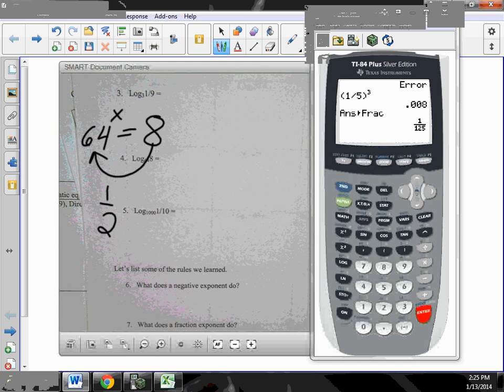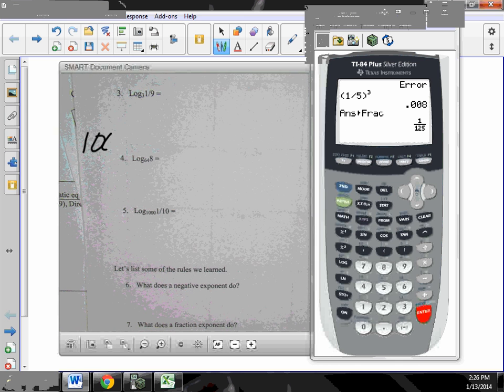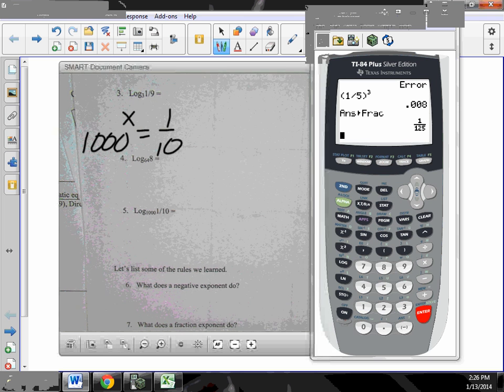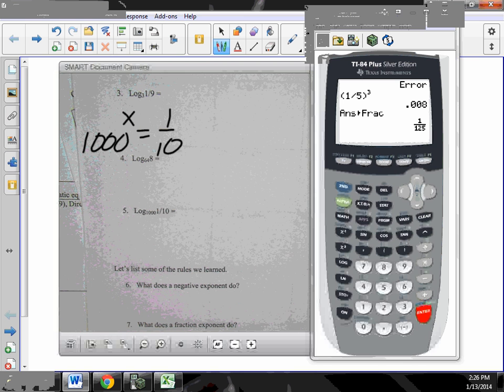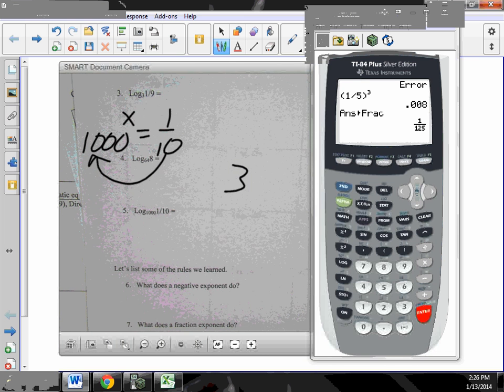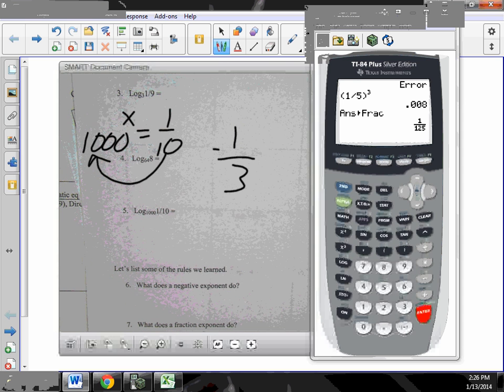Okay? So the next one, 1,000 to the x equals 1/10. What do you notice here? We went from big to small. We went from 1,000 down to 10, which means fraction. And we went from 1,000 over 1 to 1 over 10, so it's a negative fraction. 10 to what power is 1,000? 3. And it's negative, and it's a fraction, so it's negative 1/3.